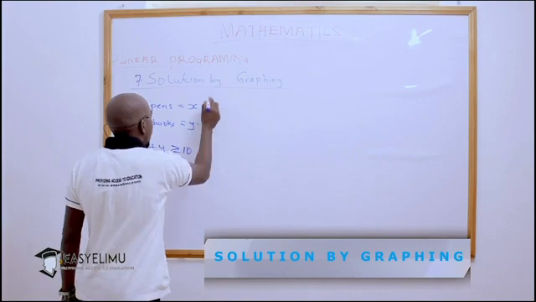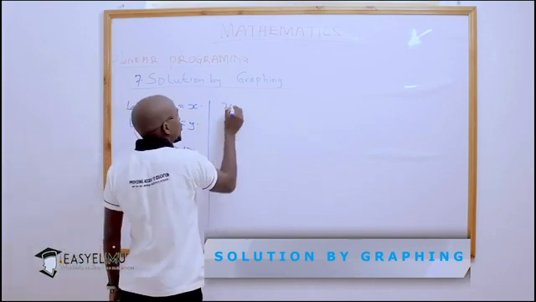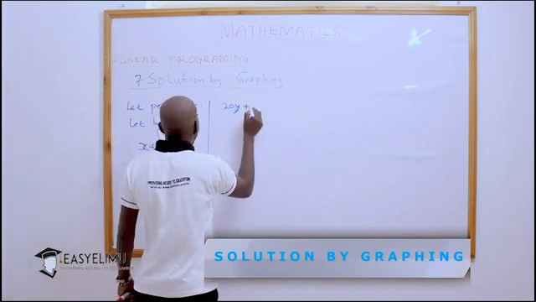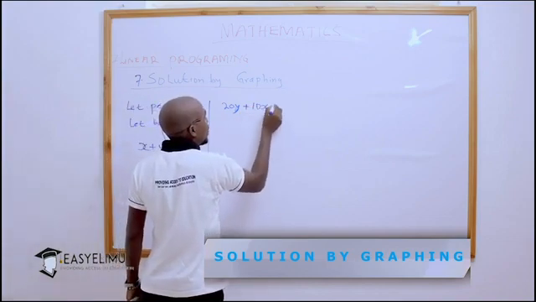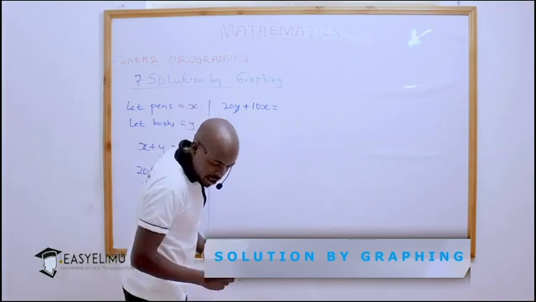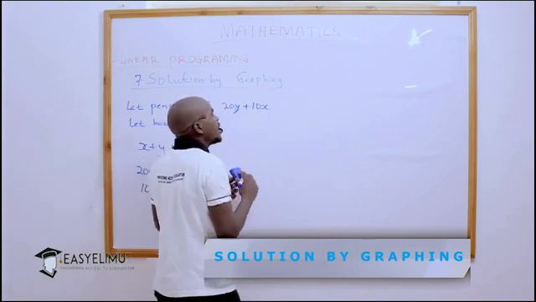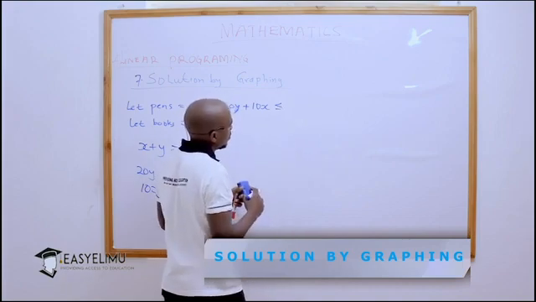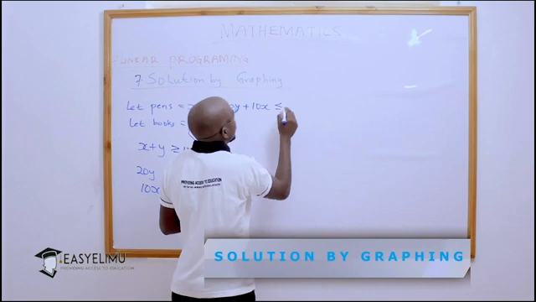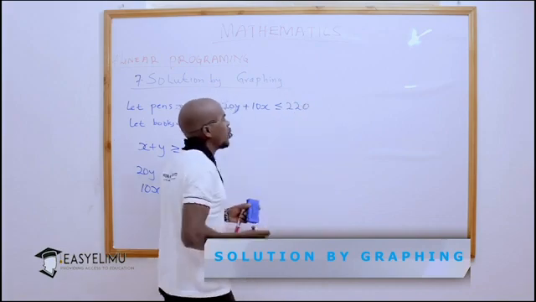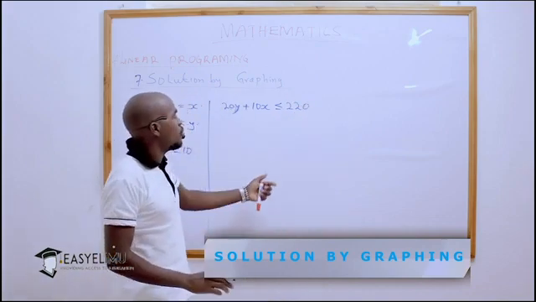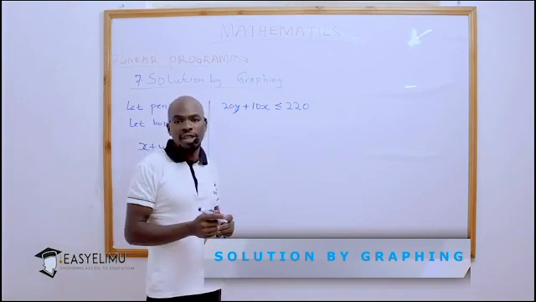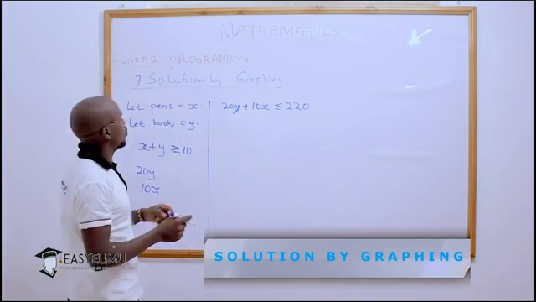So if we take the total amount spent on books and add the total amount spent on pens, we should get either the total amount the student has, which we have been told is 220 shillings, or less than 220. So that is the inequality.